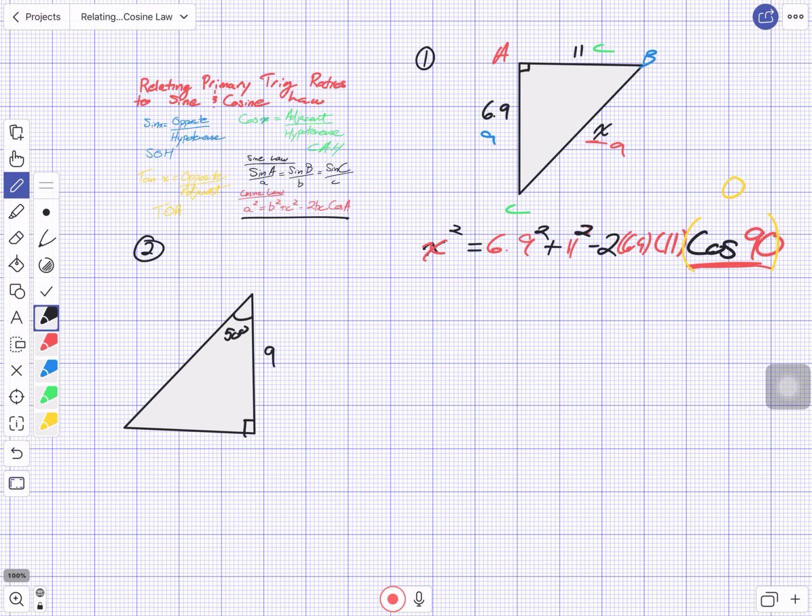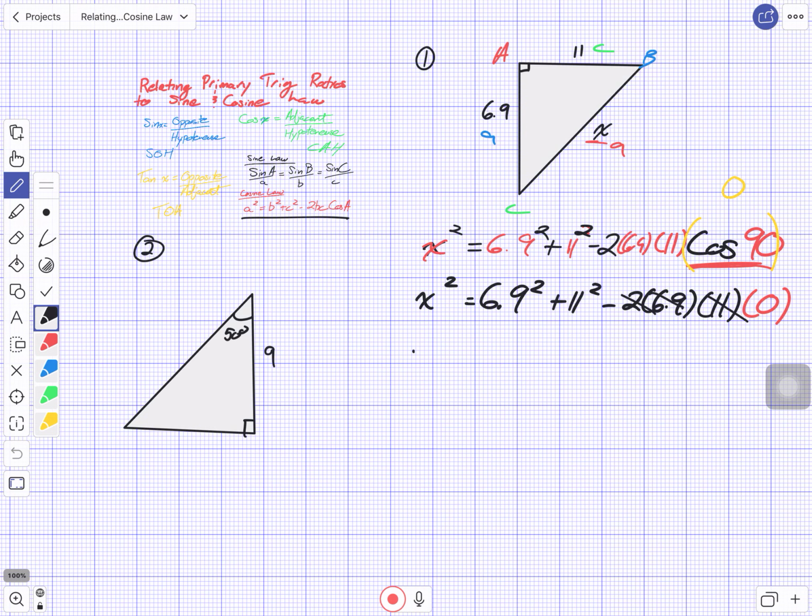Okay, so let's try that. X squared is equal to, I'm not going to change anything else yet, 6.9 squared plus 11 squared minus 2 times 6.9 times 11 times, that'll be the one thing we change, times 0. Well, 0 is an interesting number. When it gets multiplied by things, it consumes them. It gets rid of them, right? So 0 times 11, 0. 0 times 6.9, 0. 0 times 2, 0.